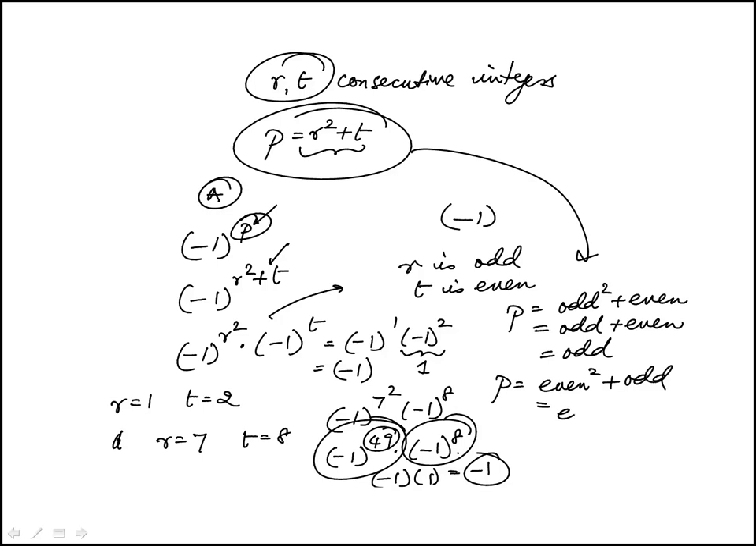Now if you have the other way, meaning p is even squared plus odd, things remain the same because even squared is even. Even plus odd is again odd. So no matter what the sequence is, meaning if r is 7, t is 8, or 8 and 9, p will always be odd. So this expression will always be equal to minus 1, which means they're both equal. Answer is C.